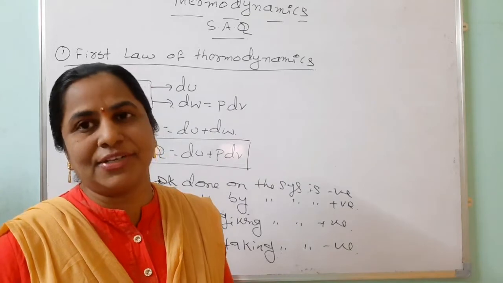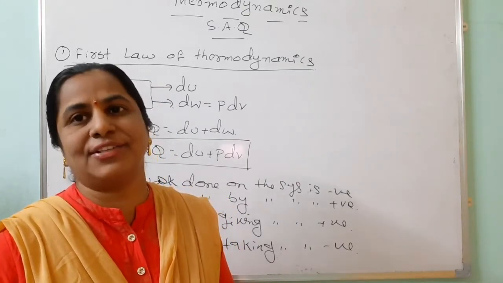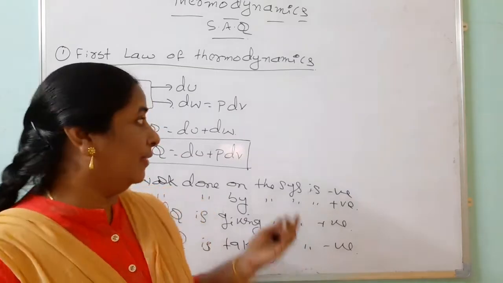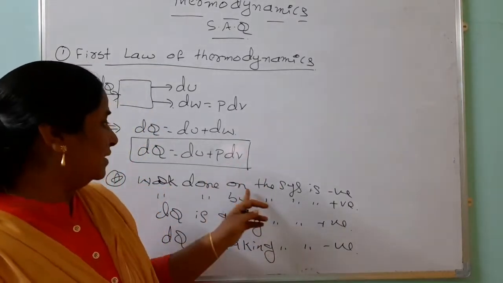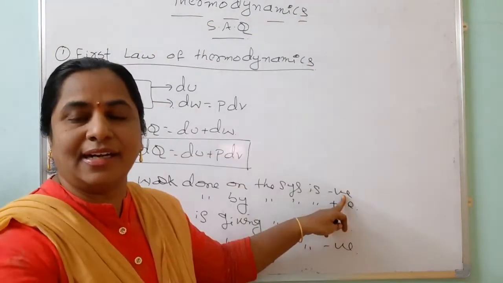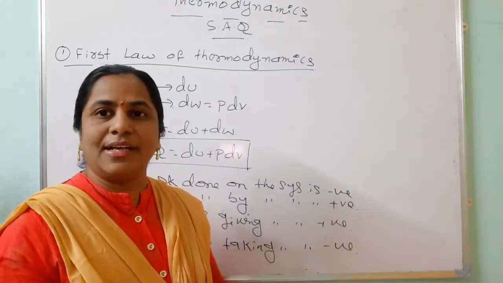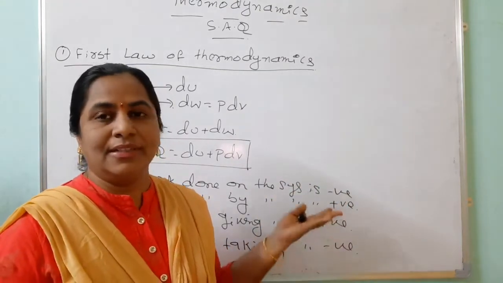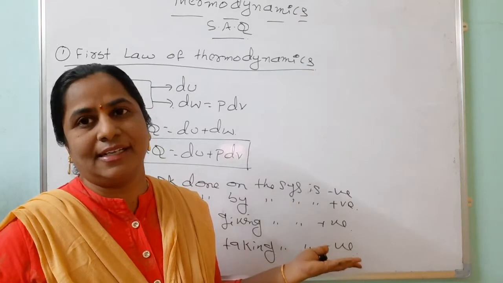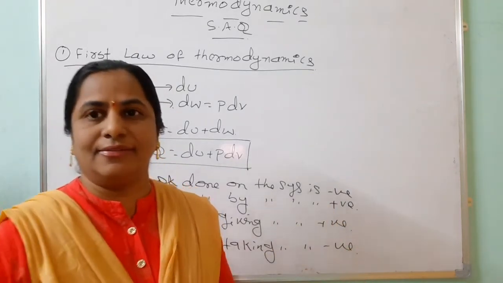And what are the limitations of the first law of thermodynamics? It didn't explain the direction of the heat energy. And one more time, remember the sign convention. Work done on the system, just like you are pressing the piston on the container, that is negative. Work done by the system is positive. If du increases, that is positive. If du decreases, that is negative.